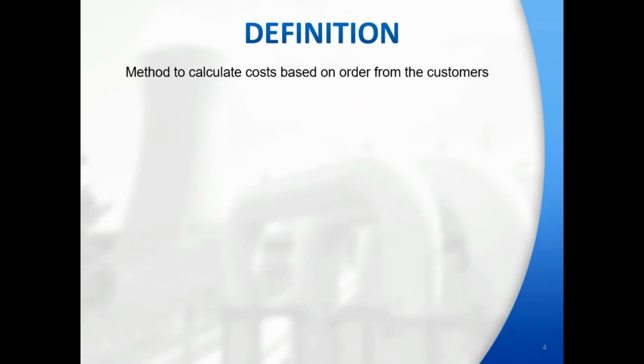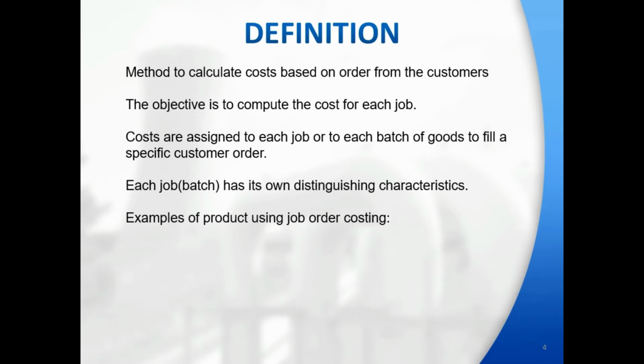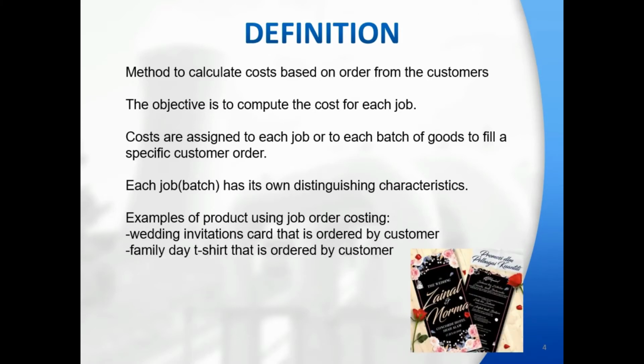Definition: job order costing is a method to calculate cost based on orders from the customer. The objective is to compute the cost for each job. Costs are assigned to each job or to each batch of goods to fill a specific customer order. Each job has its own distinguishing characteristic. Examples of products using job order costing are wedding invitation cards that are ordered by customers and family day t-shirts that are ordered by customers.